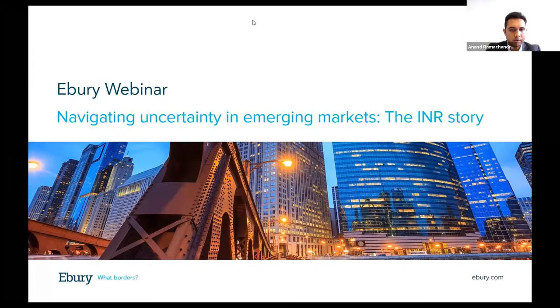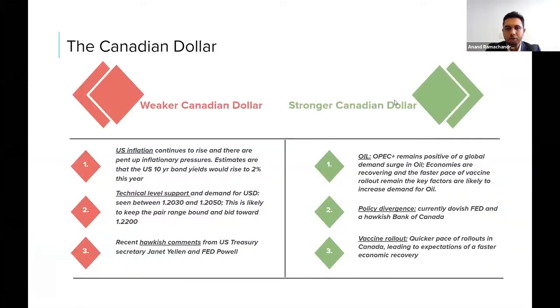Let's start off with our favorite currency pair, dollar Canada. Could you switch to the next slide, please? So here we have certain factors that are affecting the Canadian dollar, both to weaken the Canadian and to strengthen the Canadian dollar. On the weakening side, if we were to begin, US inflation continues to rise and pent-up inflationary pressures are currently present in the economy.